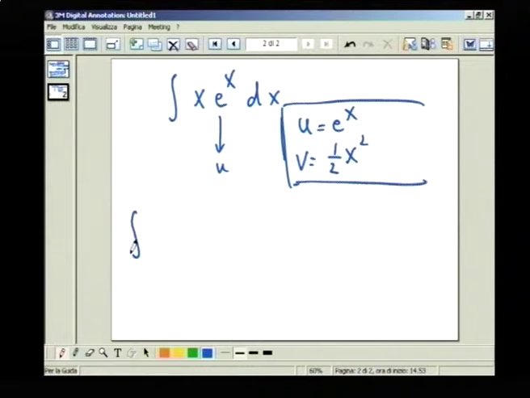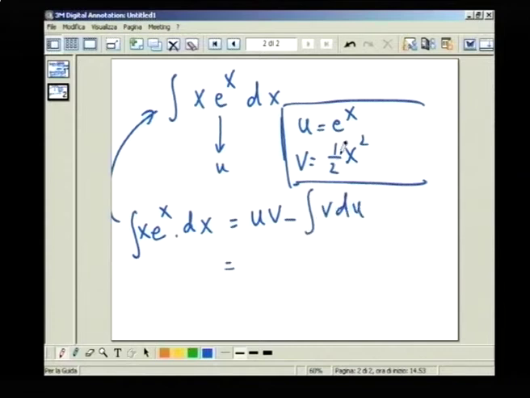Let us calculate u dv, where u is e to the x. What is dv here? dv by dx is equal to x, so dv is equal to x dx. So actually, you end up with the integral above here. If you take u equal to e to the power x and v equal to half x squared, you end up with x e to the power x dx equal to u dv. Now from the law, this is equal to uv minus the integral of v du. You multiply these together and get half x squared e to the x minus the integral of half x squared, times du, which is e to the x dx. So now this is the integral that you obtain.